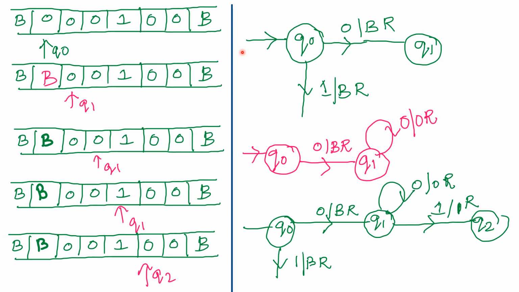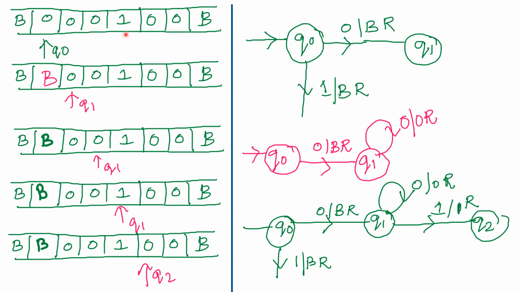If we are starting with a 0, in the initial step we have to make it blank and move to the next state. If we are seeing the 0, we have to replace it with the blank symbol and go to the next state. Suppose we are seeing 1 in state Q naught, what will happen?